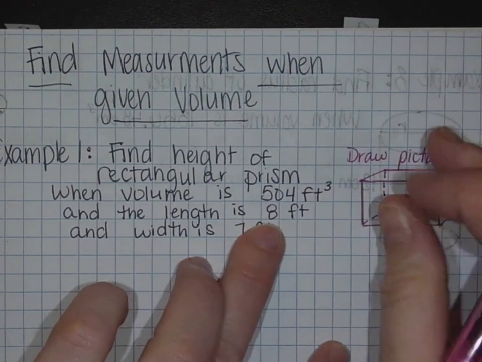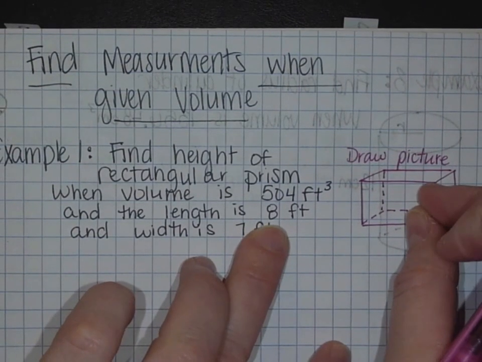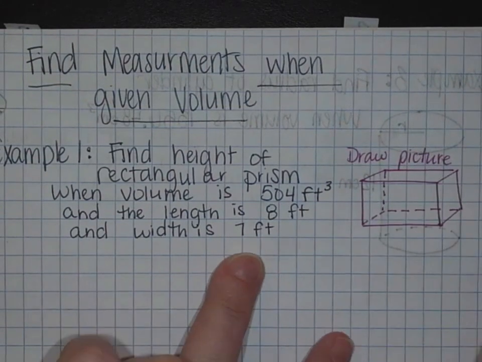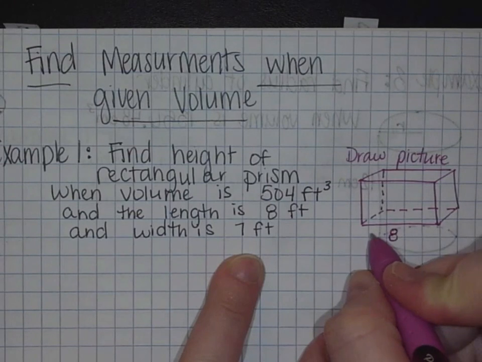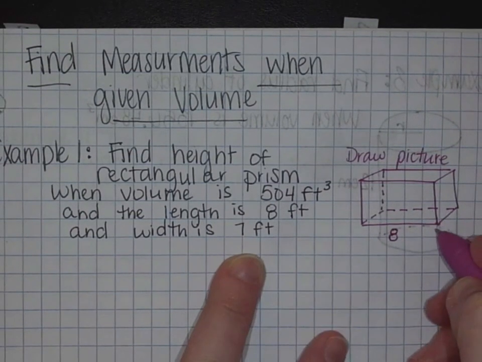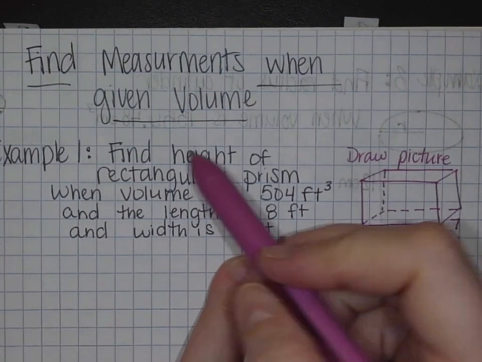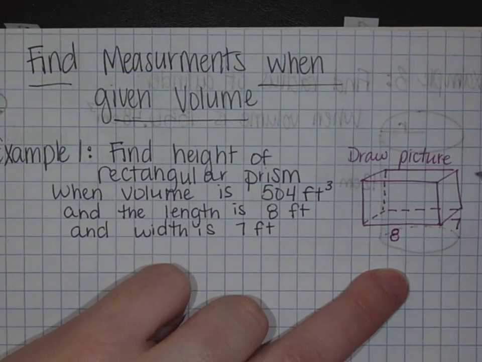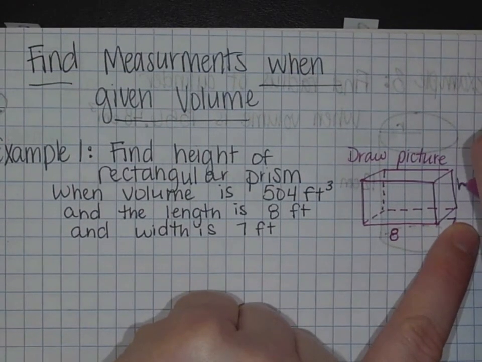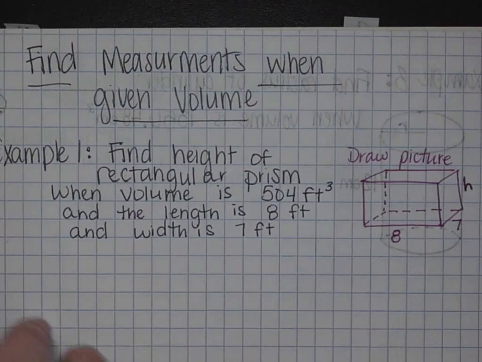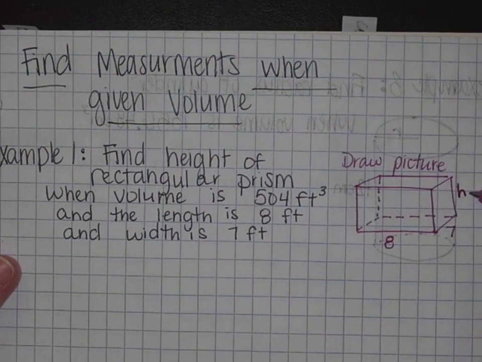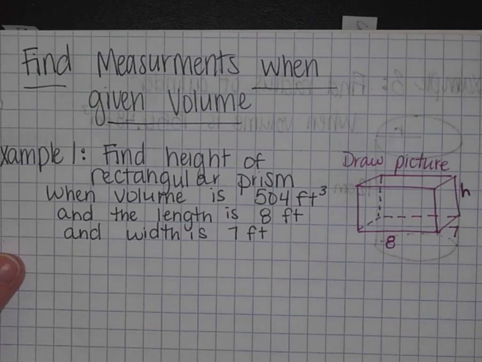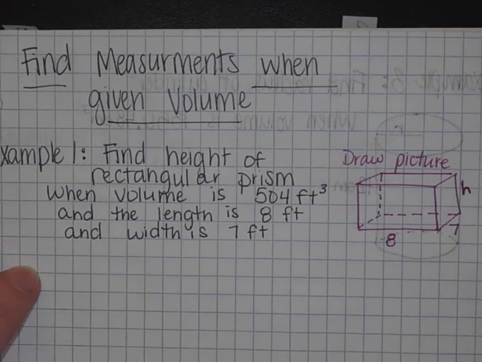We know that the volume, so everything that fills this entire thing, is 504 feet cubed. The length is 8 feet, so the length would be the length of the base, and then the width is the width of the base. Now we're looking for this height. So I'm going to use h for height because I don't know what it is. And remember, in math, when we don't know what something is, we use a variable, or an unknown number.